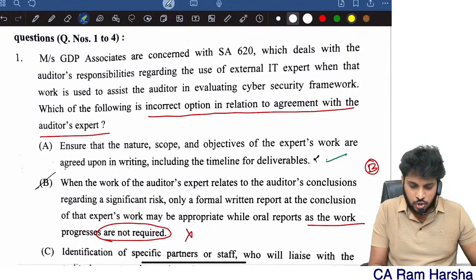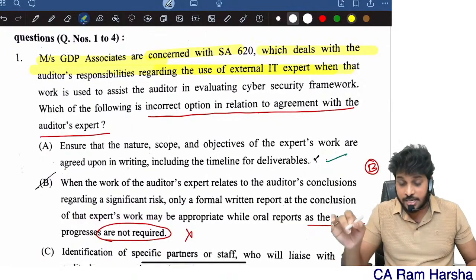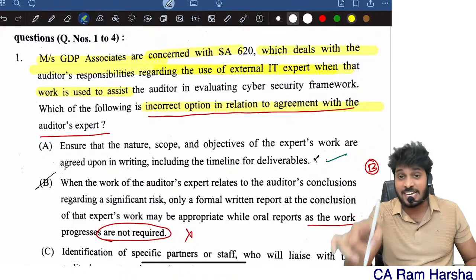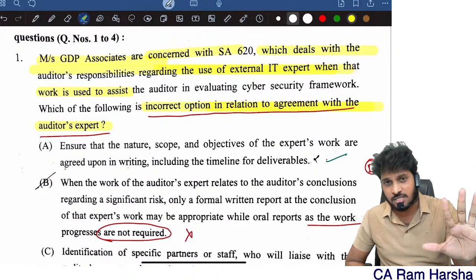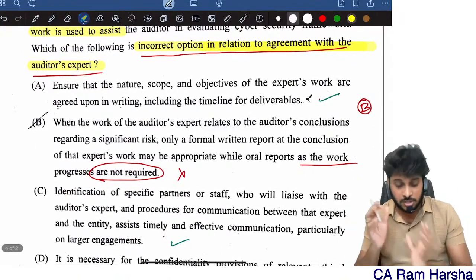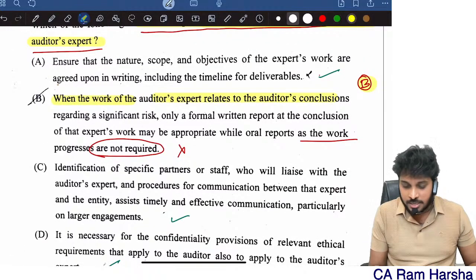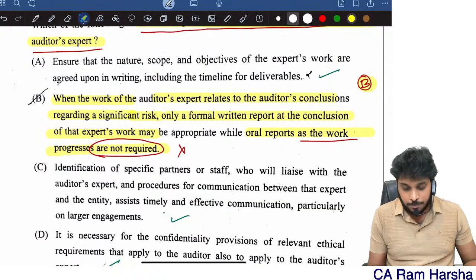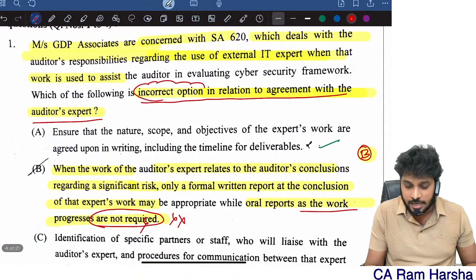Next, let me look into the answers directly. The first one: GDP Associates are concerned with SA 620, which deals with audit responsibilities regarding the use of an external expert's work. Which of the following is an incorrect option in relation to the expert? I hope you have all studied the case study. I'm just giving the answer because we have to quickly finish this summary. So here the answer is option B. When the work of the expert relates to a significant auditor conclusion, only a formal report is required, oral report is not required. That statement is wrong.